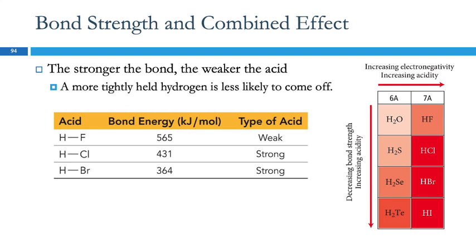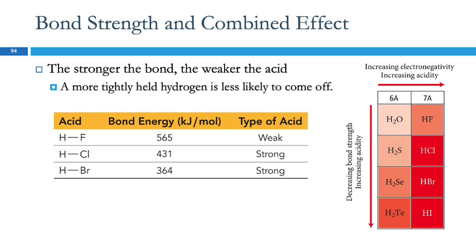So here is a little section of the periodic table. When we go across, we get increasing electronegativity. So fluorine is more electronegative than oxygen. And so this is more acidic because the bond is more polar. When we go down, we get weaker bonds and stronger acidity. Why are these bonds getting weaker?